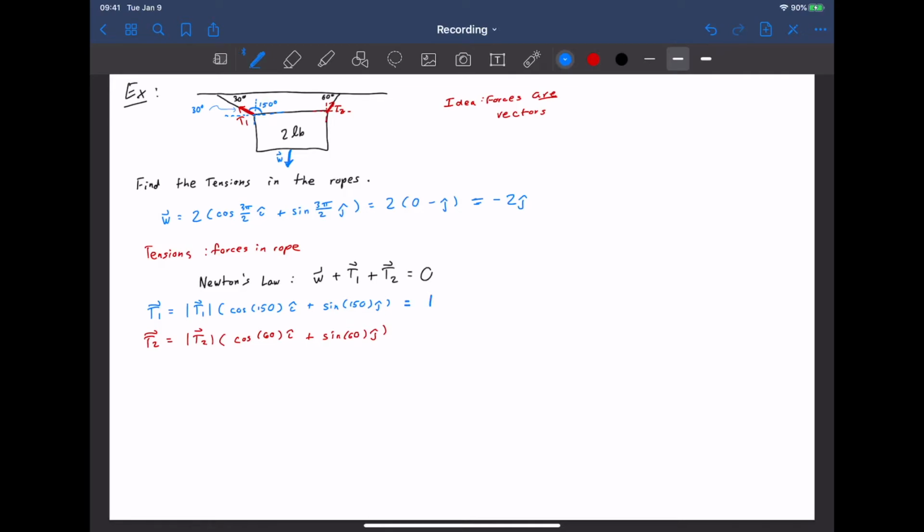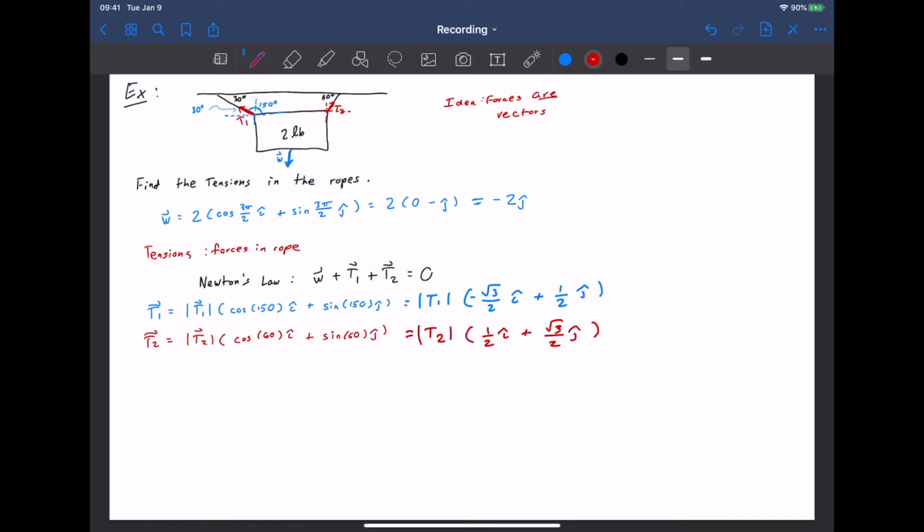So this will be the magnitude of T1. 30 degrees, this is a small angle. So we're talking about cosine being root 3 over 2, but we're on the negative side, plus sine is 1/2, positive still. And for T2, we have 1/2 in the x direction and root 3 over 2 in the j direction.